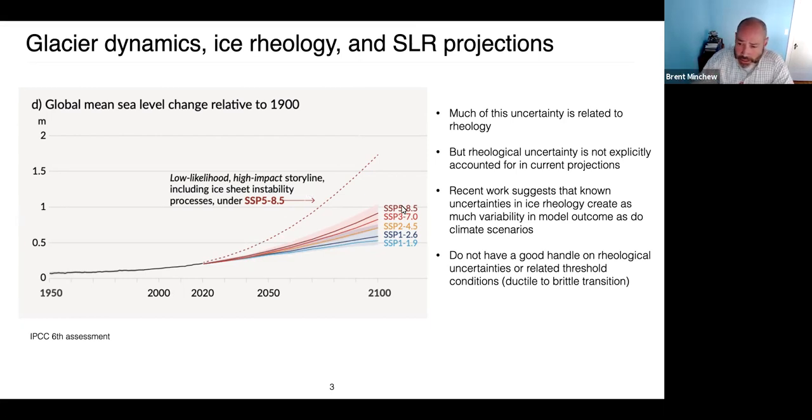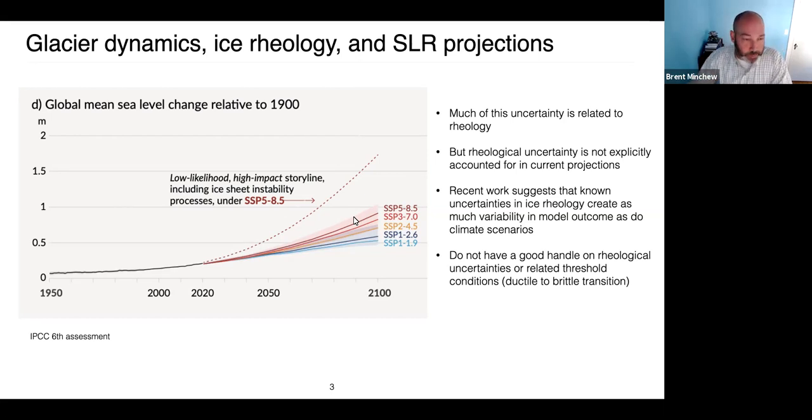On top of this, recent work suggests that the known uncertainties in ice rheology are actually able to create as much variability in the model outcome as do these climate scenarios. But at the moment, these climate scenarios that are put forward by IPCC don't really take into account all of these known uncertainties in rheology. And beyond that, I would argue that we don't have a particularly good handle on the rheological uncertainties or the related thresholds in these conditions.